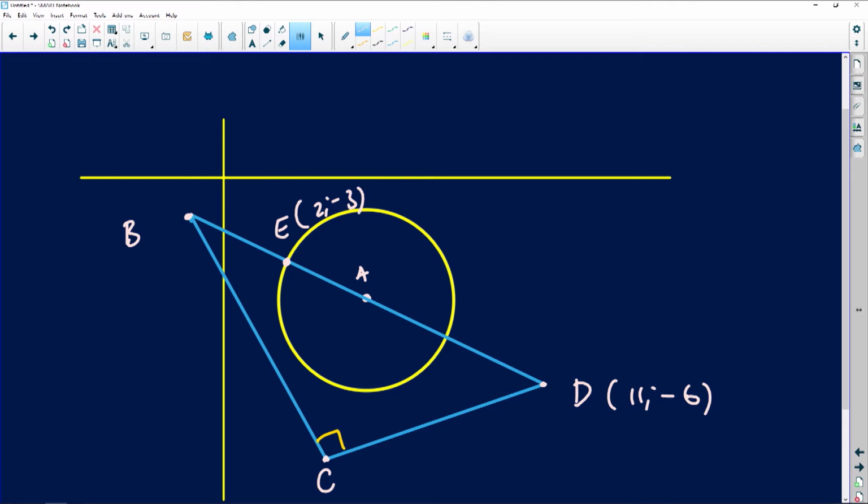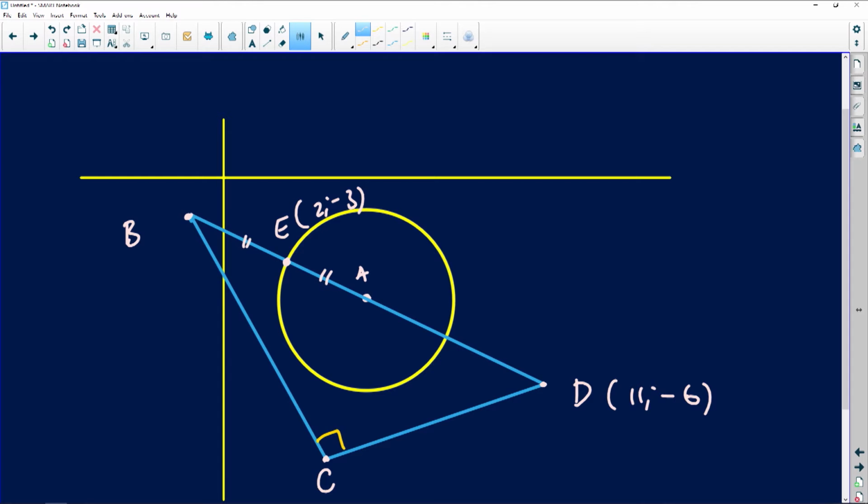A is the center of the circle, and then we are told that E, a point on the circle, is also the midpoint of AB, which means the distance from A to E is equal to the distance from B to E. That might be useful to assist us to solve the problem as we go along.